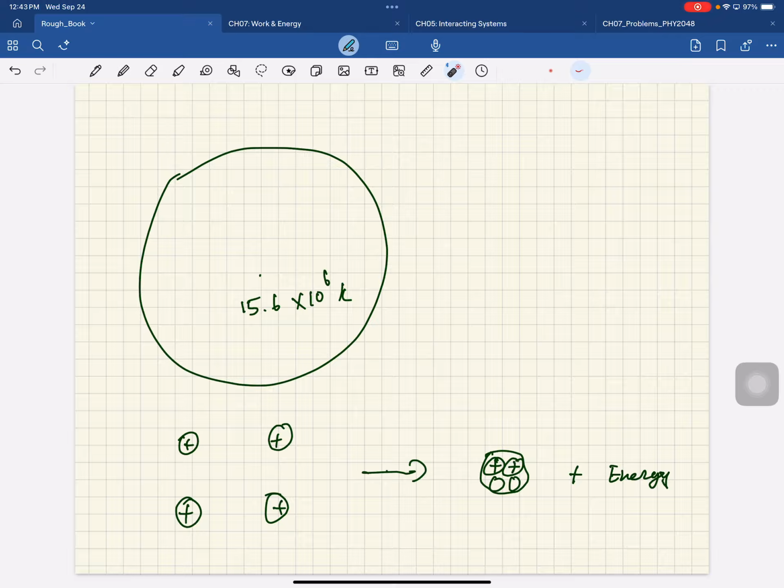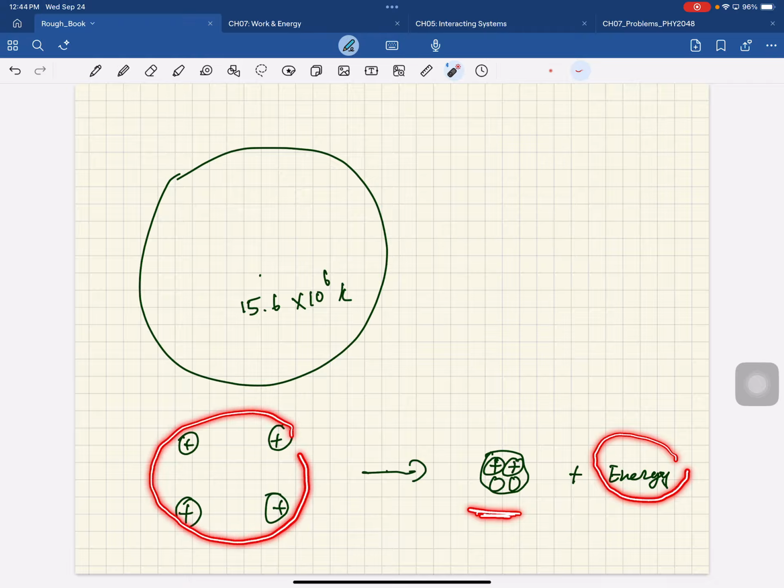All right, so we'll look at what's happening. So here are 4 protons, okay? And at the center of the sun, what happens is they're brought together and converted into a helium nucleus. And then you get energy. Okay, why do you get energy in this process? For you to get energy, the products have to weigh less than the ingredients.